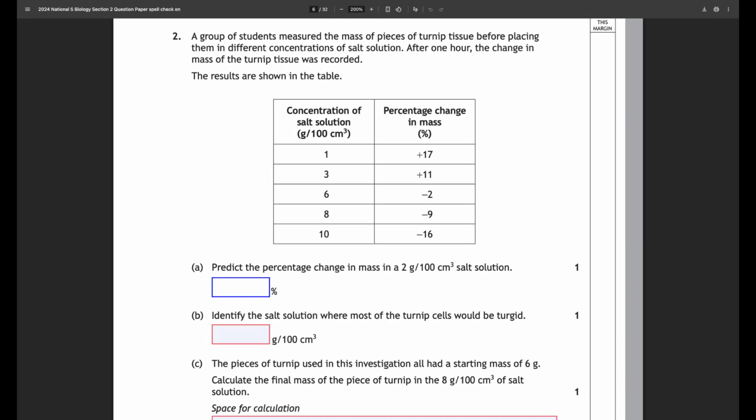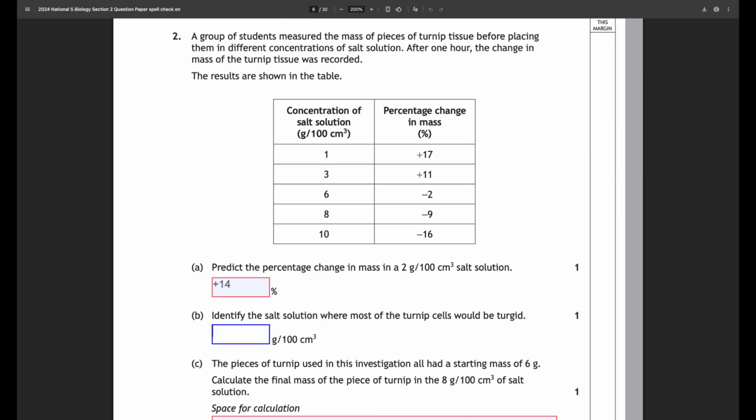Now for this one, we need to look at the table and we can see that for a concentration of 1 and a concentration of 3, we know the percentage change in mass. So for a concentration of 2, we're going to go halfway between, because 2 is halfway between 1 and 3. For the percentage change, we're going to go halfway between 1 and 17, which is going to be 14. Because the change in mass can either be positive or negative, we would have to put a plus before the 14 there. So any value between 11 and 17 would be accepted by the SQA, but I'm going for 14 because it's right in the middle there.